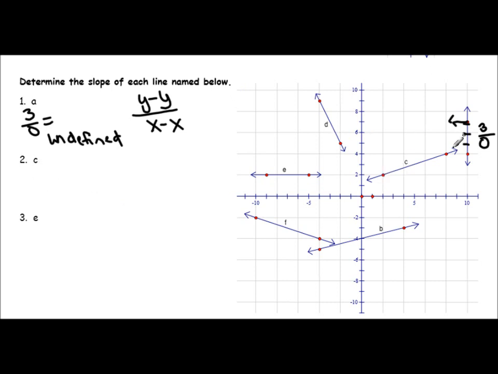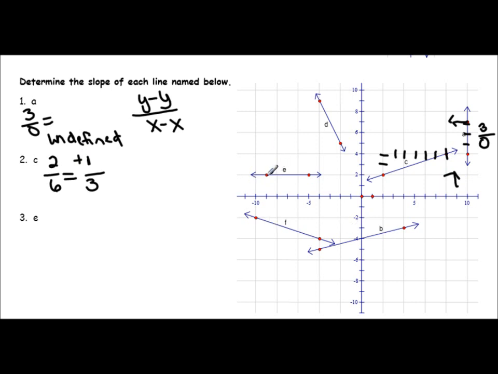Example 2, line C, we want to look at the change of our y values to the change of our x values. So we go up 1, 2, and we go over 1, 2, 3, 4, 5, 6 in order to get to the next point. And with slope, we want to make sure we reduce our fraction. So it would be 1 over 3. And it's going from left to right in the positive direction. So it's a positive 1/3.